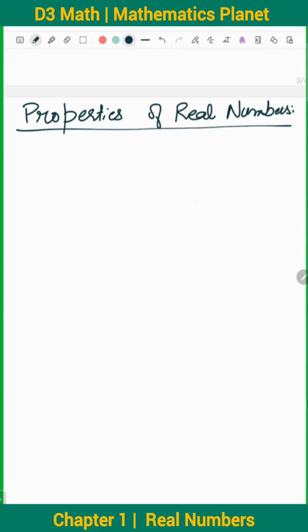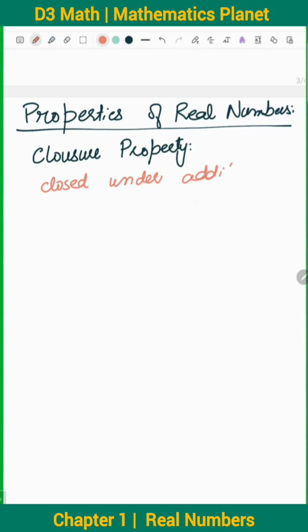So real numbers have one property called closure property. What is the meaning of closure property? You just need to understand these things. The meaning of closure property is that real numbers are closed under addition, subtraction, and multiplication. What is the meaning of closed under addition, subtraction, multiplication?